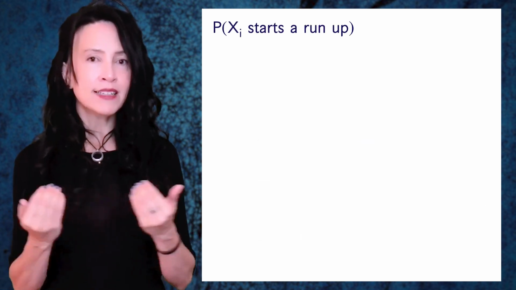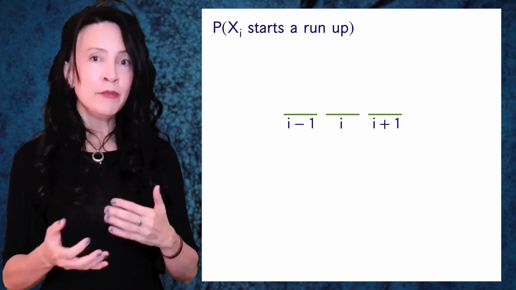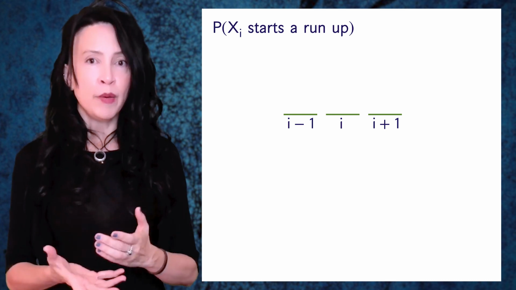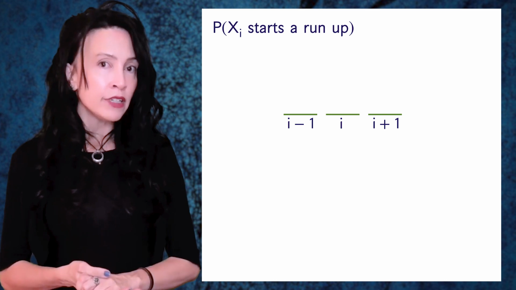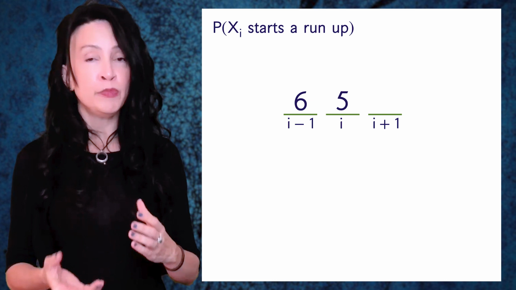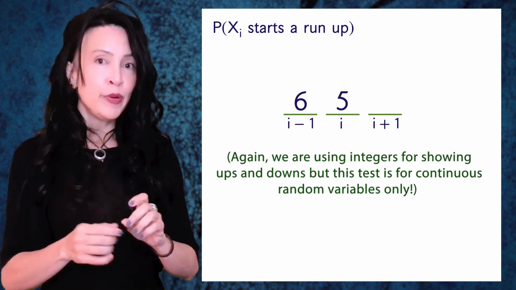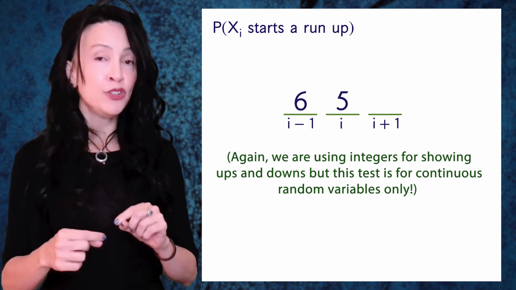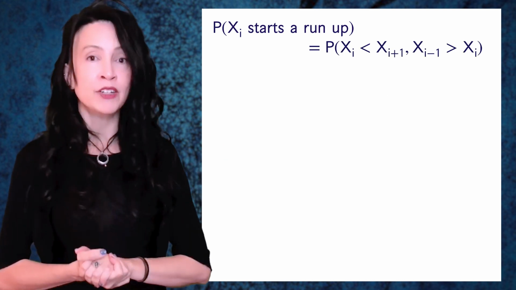I'm going to look at some slots. I'll label the slots i minus 1, i, and i plus 1, and imagine putting numbers in them in a way that x sub i would start a run up. If it's going to start a run up, we need it to be going down as we approach x sub i. This means x sub i minus 1 needs to be larger than x sub i. But if we're starting a run up, we don't want to keep going down. Once we hit x sub i, we want to go up again, which means x sub i is smaller than x sub i plus 1. So basically, this is what it means for x sub i to start a run up.